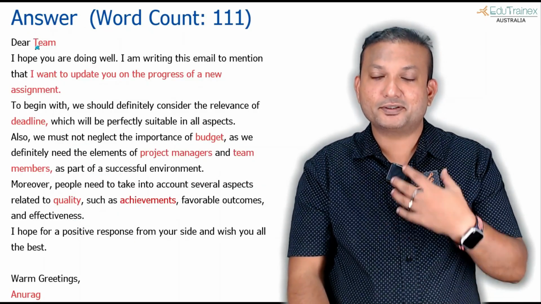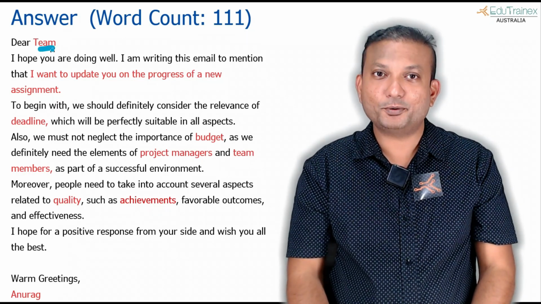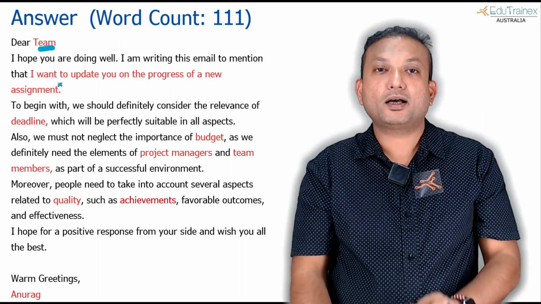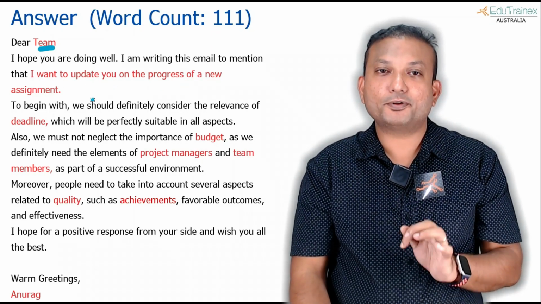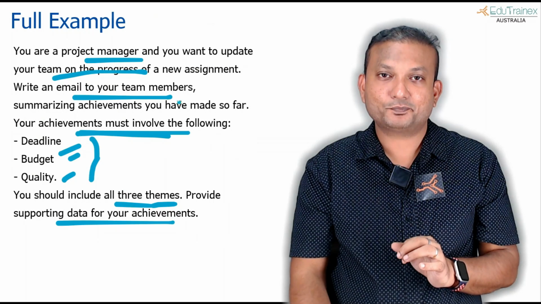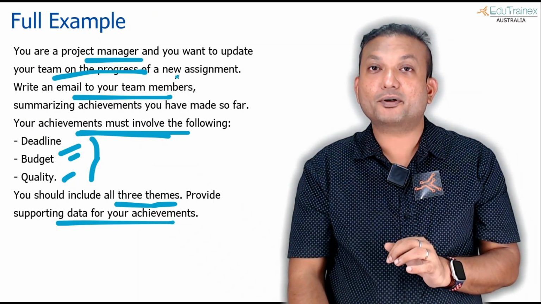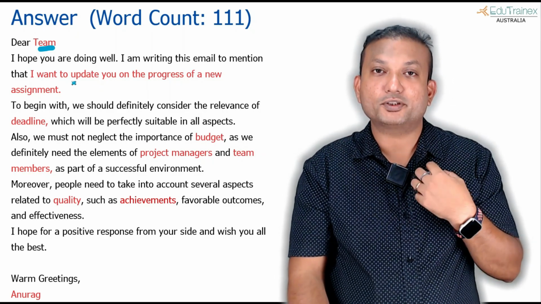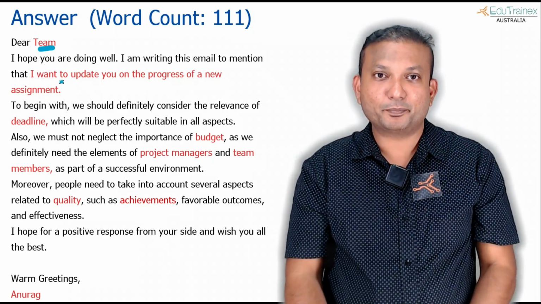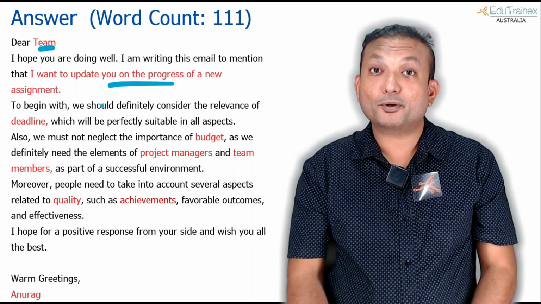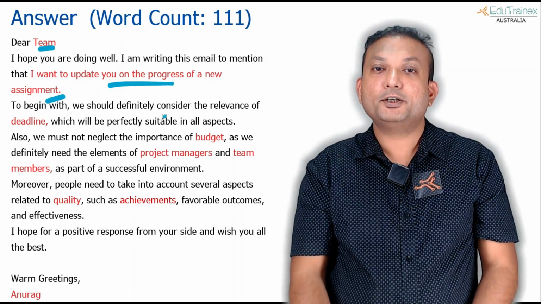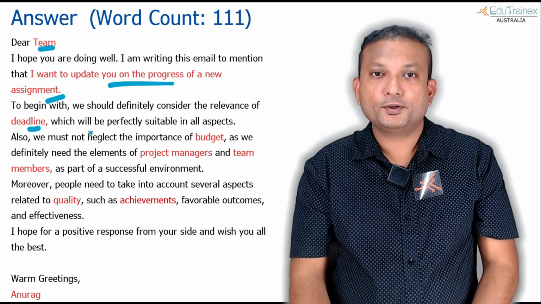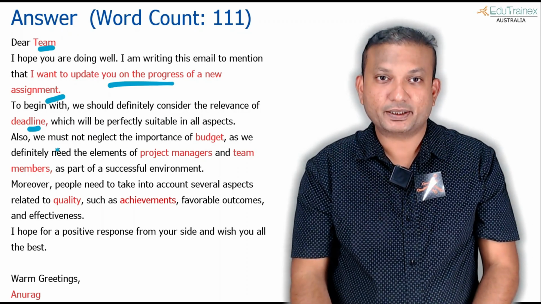Dear team, because that's who we are addressing this email to. Dear team, I hope you are doing well. I am writing this email to mention that I want to update you on the progress of a new assignment. See the question here? You want to update your team on the progress of a new assignment. That's exactly what I have written in the topic. Because I am writing this email on behalf of the project manager, I want to update you on the progress of a new assignment. To begin with, we should definitely consider the relevance of first main point, deadline, which will be perfectly suitable in all aspects.